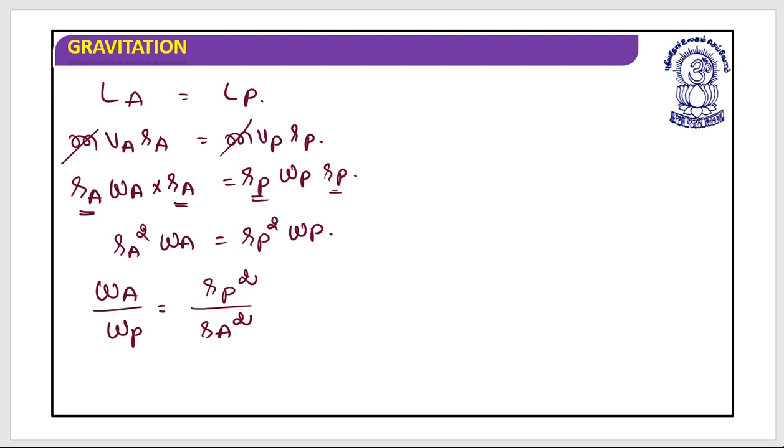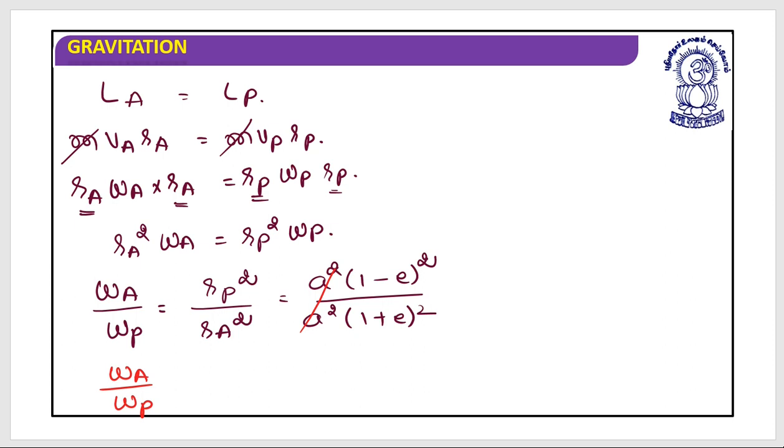Now, what is Rp? It's a into 1 minus e. So it's a square into 1 minus e whole square divided by a square into bracket 1 plus e whole square. This could be cancelled, and this is the ratio of omega: the angular velocity at aphelion to the angular velocity at perihelion, which is 1 minus e whole square upon 1 plus e whole square. I hope this is clear.